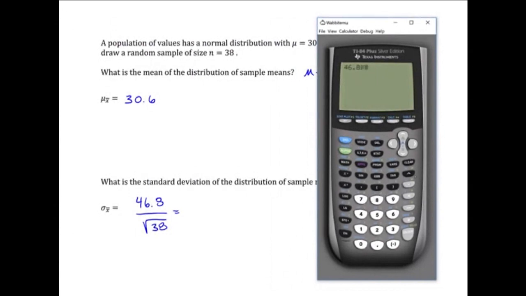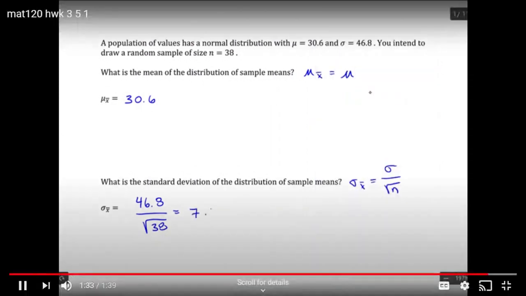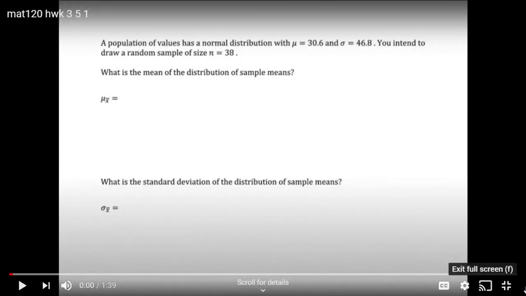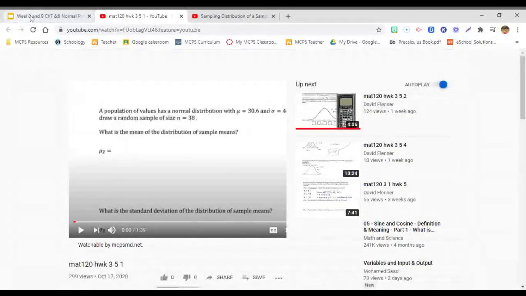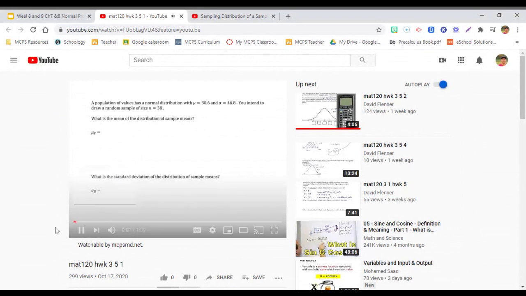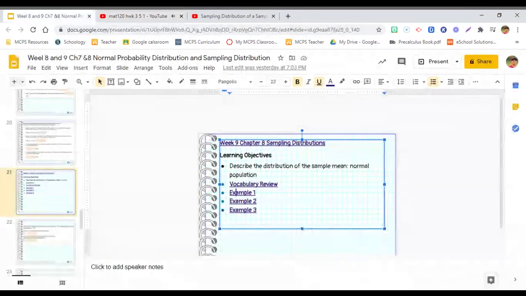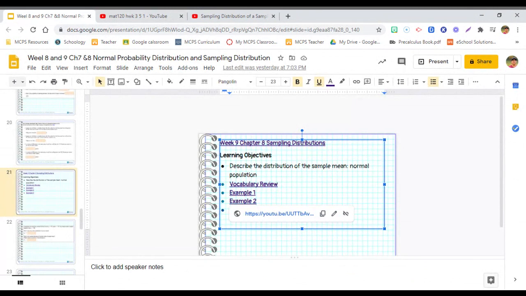46.8 divided by the square root of 38 is 7.592. And just follow any rounding rules provided in the problem. Pretty straightforward. Next example, this is another example. I'm going to put this link in our homework and in Blackboard as well.